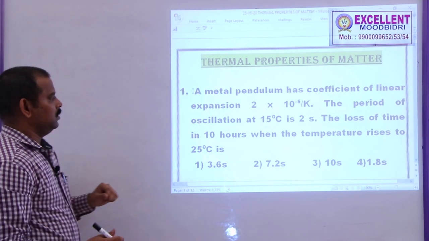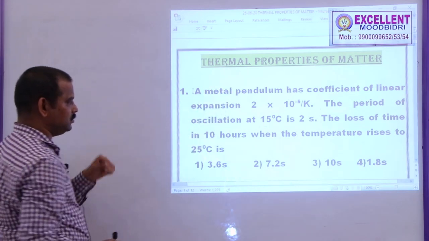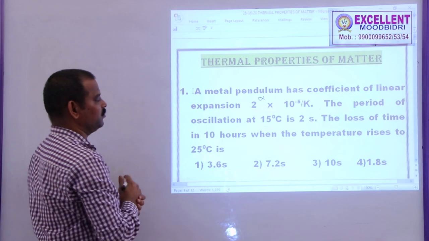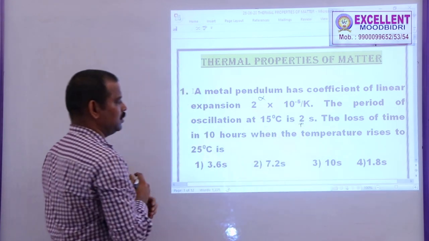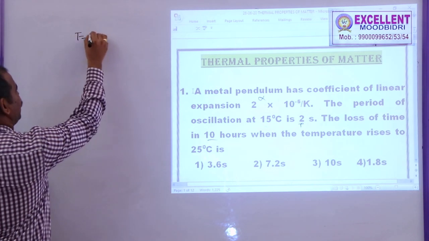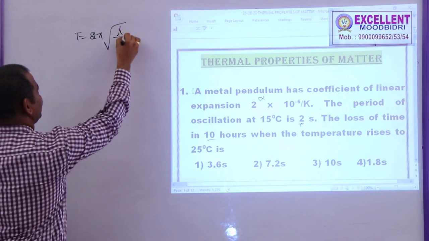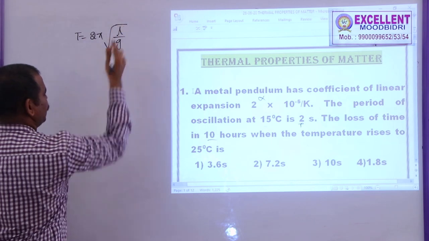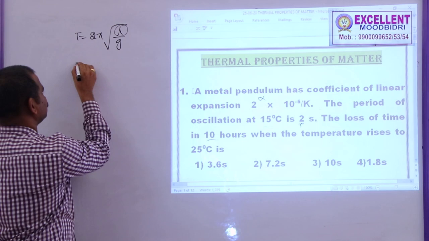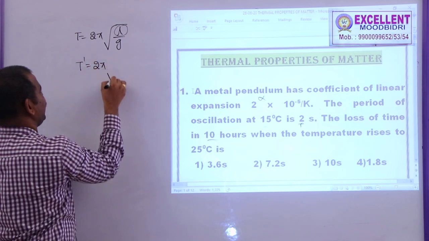So in this, the first problem is: a metal has a coefficient of linear expansion of alpha, this is given, and the period of oscillation is 2 seconds, loss of time in 10 hours. The time period of a pendulum is given by 2 pi root L by g. Here when the temperature increases, we know that the length also increases. So what is the time period at high temperature?